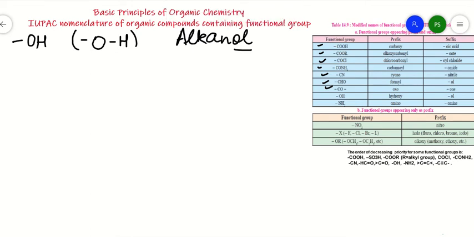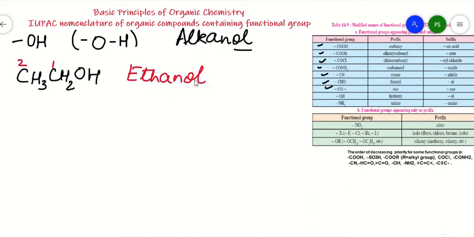Now, if you talk about the OH group, the structure of OH is this, and the suffix for the OH group is -ol. So let's take some examples and write their IUPAC names. For example, this is one compound. I need to write its name. Let's count the carbon. These are 2, and the name of the compound is ethanol.